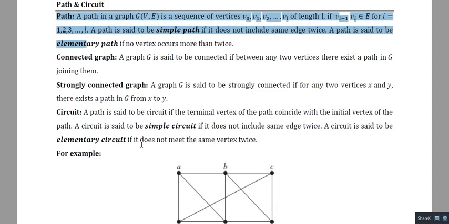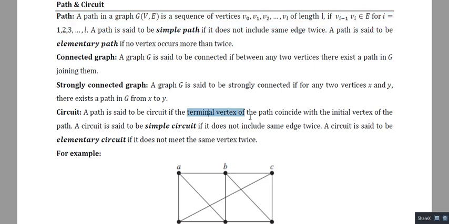So next is circuit. A circuit is somehow similar to a cycle, right? A path is said to be a circuit or cycle if the terminal vertex coincides with the initial vertex.